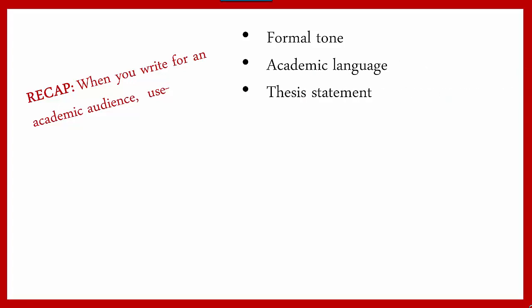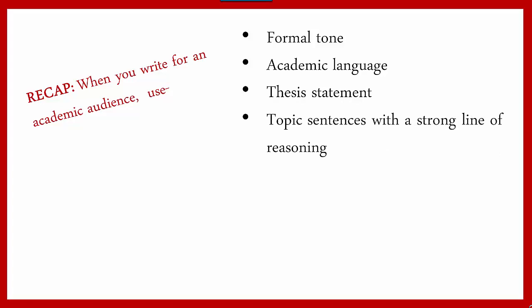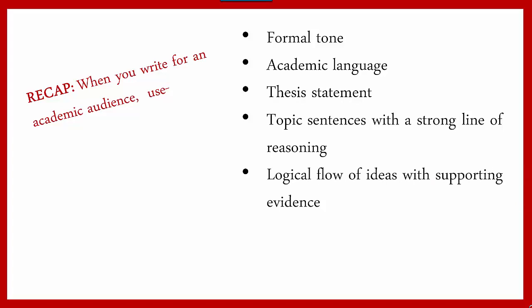Quick recap. When you write for an academic audience, use a formal tone and academic language. Absolutely 100% make sure you have that thesis statement. Put it at the end of your introduction. It should just be 1 sharp sentence that tells the reader exactly what you're going to claim. Make sure your topic sentences have a strong line of reasoning. Make sure you have a logical flow of ideas. You must have supporting evidence in every paragraph. And then use clear and precise sentences and word choice.